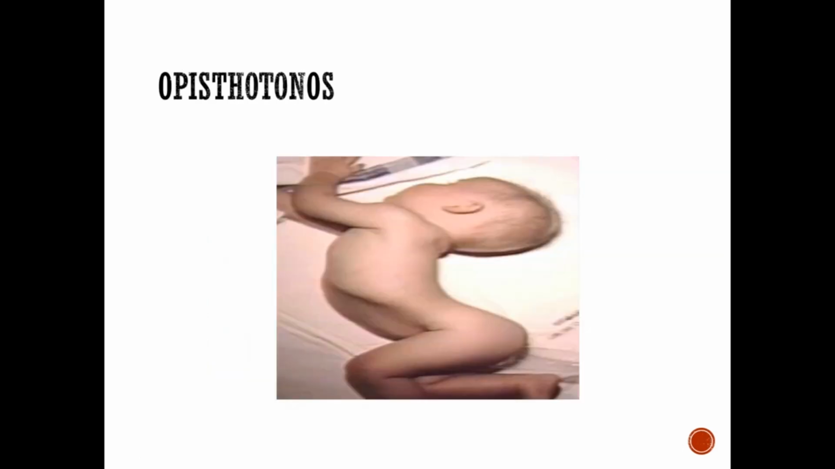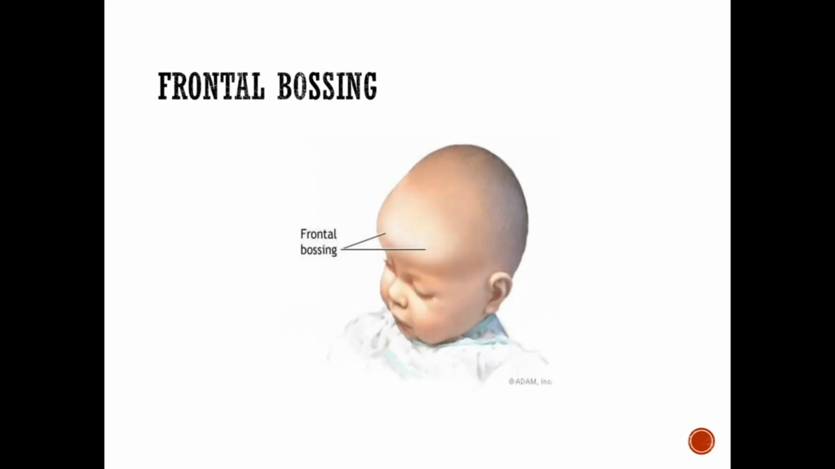And then this is, I mentioned, the opisthotonos, or the posturing or arching of the back. So it's a spasm of the muscles causing backward arching of the head, neck, and spine. Okay, so a little bit different than your cerebral posturing movements that you would see. So this is that severe arching. And then I mentioned frontal bossing.